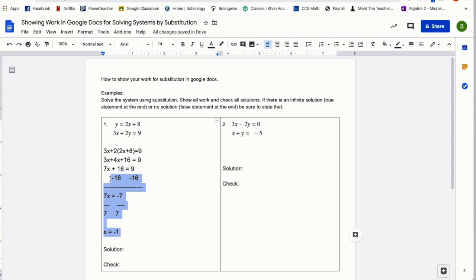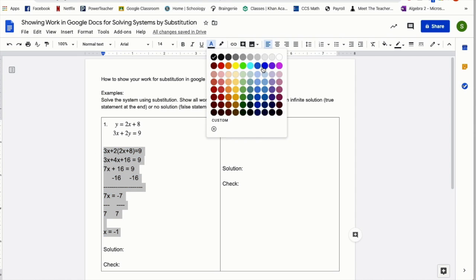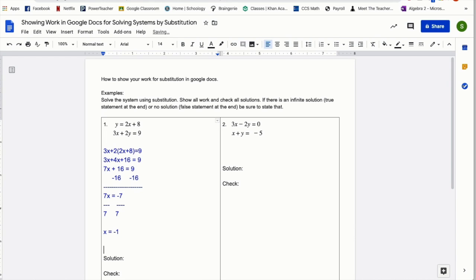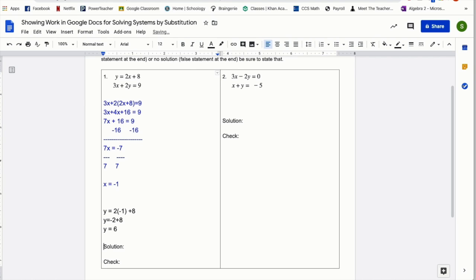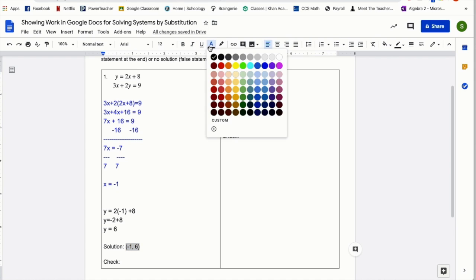So I've got my x equals negative 1, and I can change the color of that if I want. And then I can keep working vertically. So I need to find my y value. I'm going to say y equals 2 times negative 1 plus 8, work down, y equals negative 2 plus 8, that's y equals 6. So my solution as a point x comma y is negative 1, 6. I like to make my solution a different color and highlight it so that it's clearly visible.